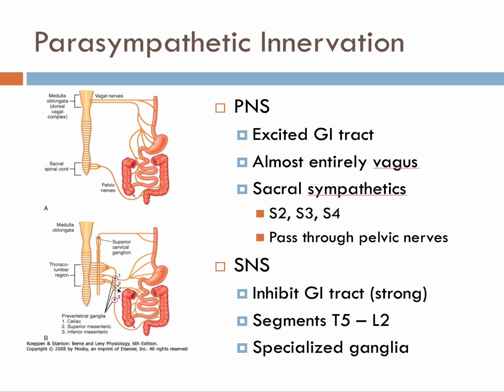So the superior mesenteric sends projections out to the small intestine and then the ascending colon. The inferior mesenteric sends projections out to the descending colon and also the rectal areas.